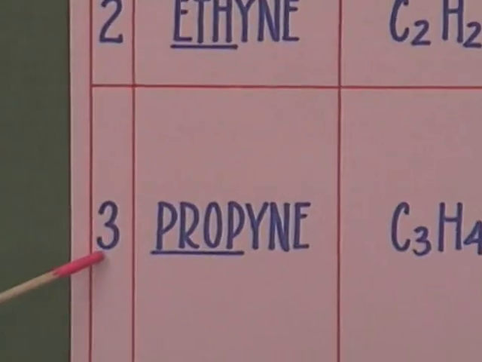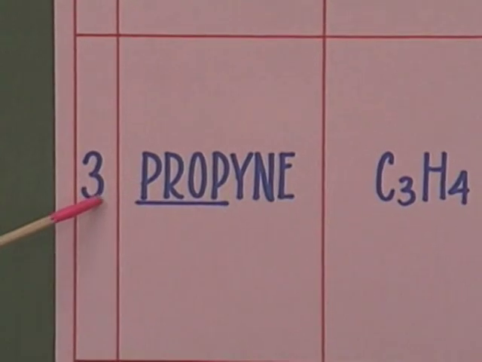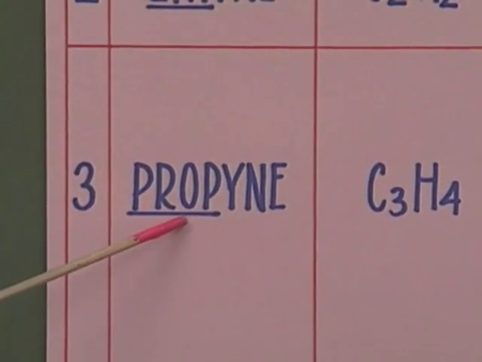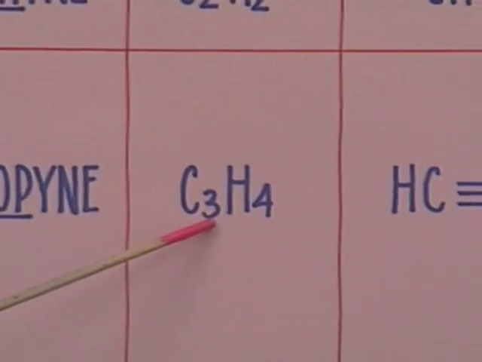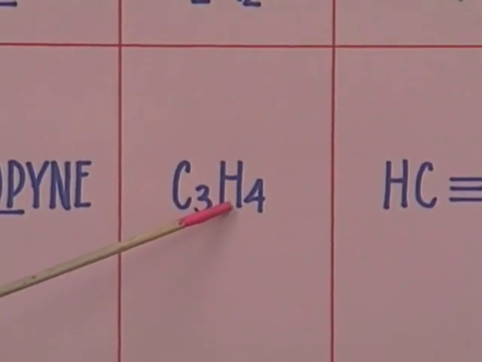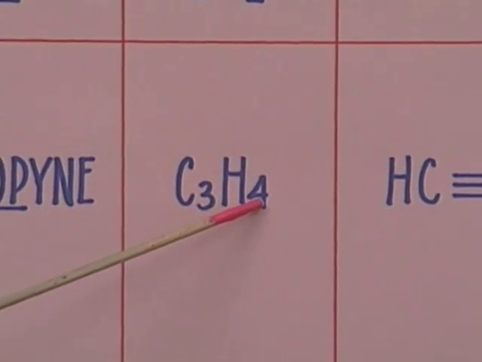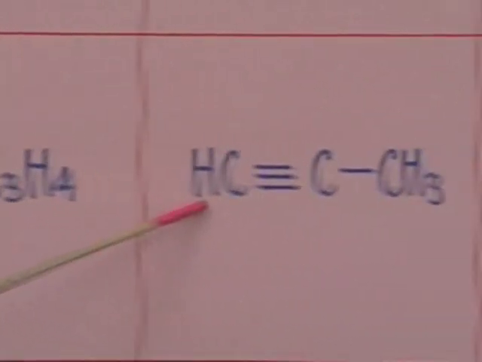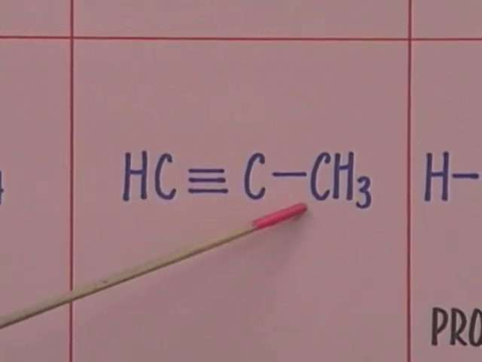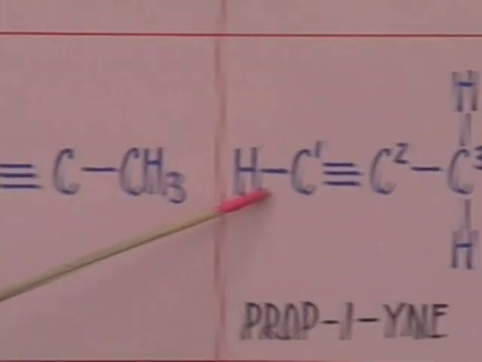Our second member has 3 carbon atoms. So this is propyne, where prop is the numeral prefix for 3 carbon atoms. And we have H2n-2, which means 2 times 3 is 6, minus 2 is 4. So we have 4 hydrogen atoms. Here we have the semi-structural formula, and here we have the structural formula.